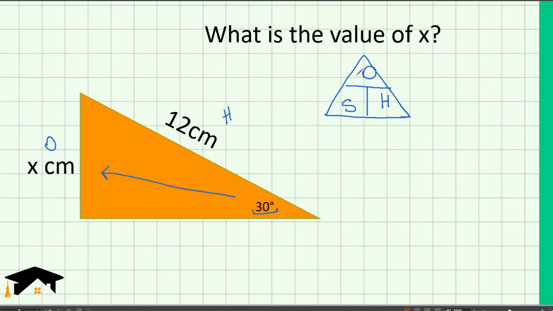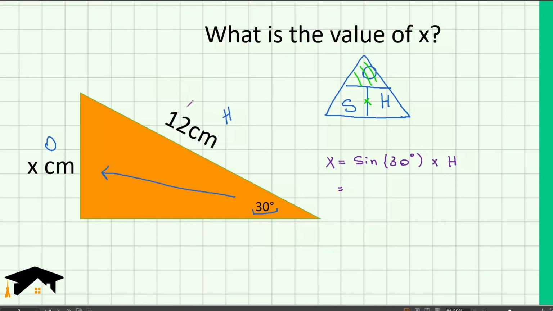So one thing we can do is cross out the element that we want to find, and then this tells us that we have to multiply the sine with the hypotenuse, and this will give us the result of the opposite side. So let's do that. X is going to be the sine of 30 times the hypotenuse.